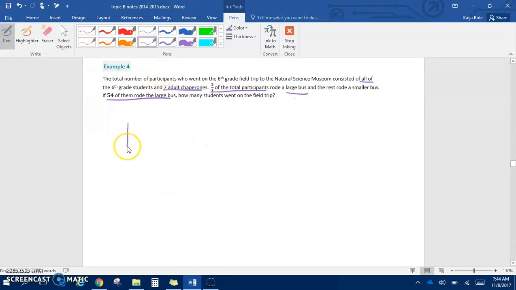So, if we do a visual, we have 2 boxes, one for each bus. So this would be large, and then this one would be small. And they told us that 54 students rode the large bus. Okay, so we're just going to start with that. And they also told us that 2/3 of the participants took this large bus. So we don't know how many total participants. So that means that the total we're just going to call x.